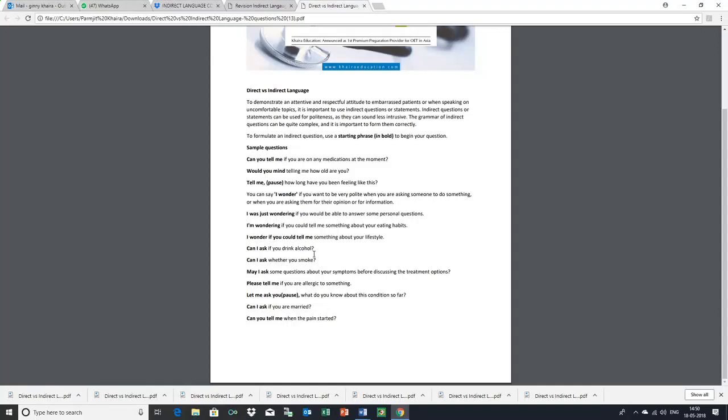I would suggest you to just memorize these starting phrases and use them in a variety of ways when you're taking the history of a patient. Don't repeat one phrase. Don't just keep saying, can you tell me, can you tell me? No. Diversify the usage of the phrases. So use can you tell me as a starting phrase for one question, then move on to tell me, what about this? And then, okay, I'm wondering if you can tell me something about this. So use a variety of starting phrases in your OET speaking.